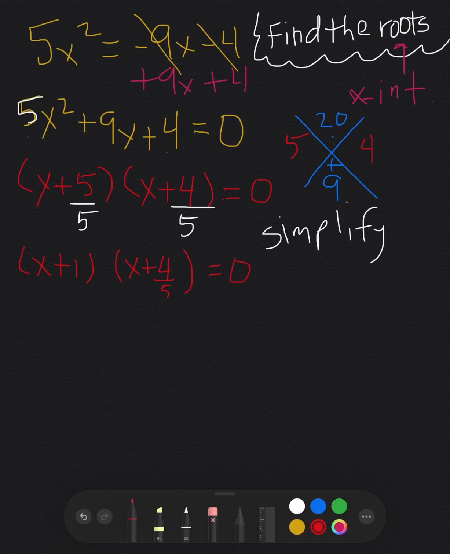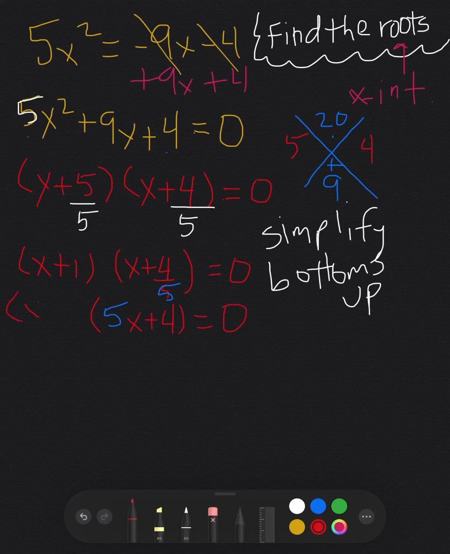Equals 0. Now, then the last step is where we go bottoms up. Bottoms up, bottoms up. So this 5 right here started at the bottom, and now it's here. And x plus 1 is still chilling. Okay, so now we're done factoring.